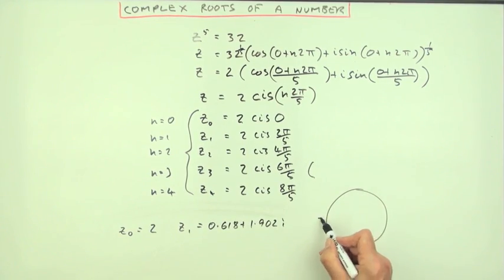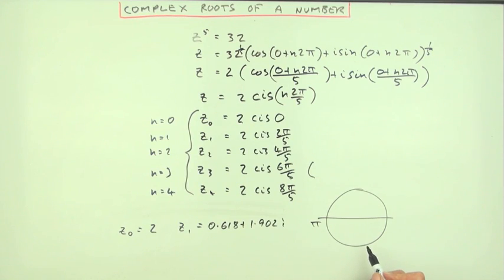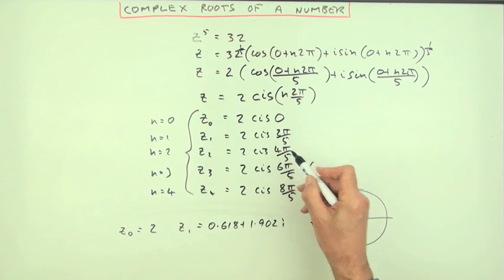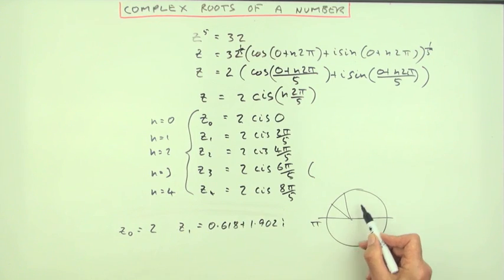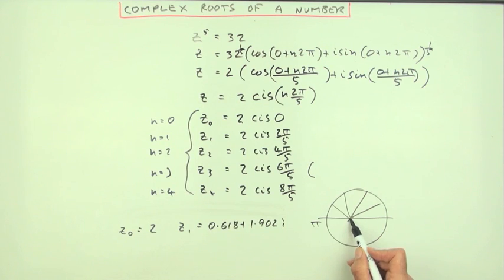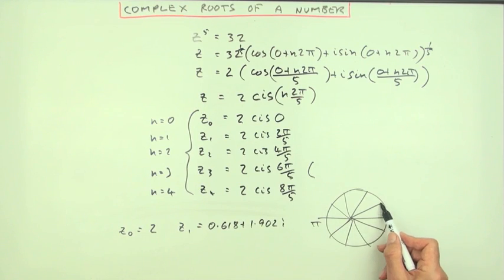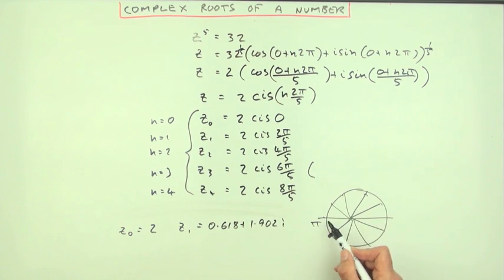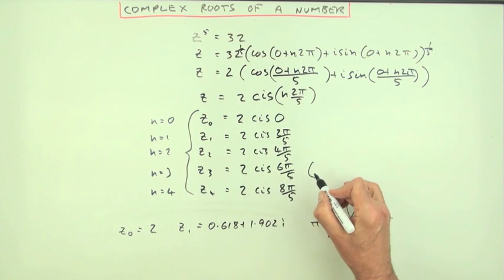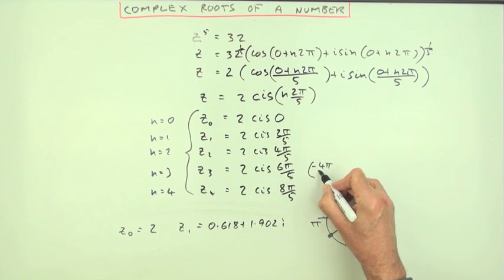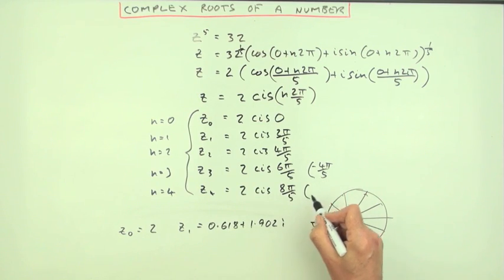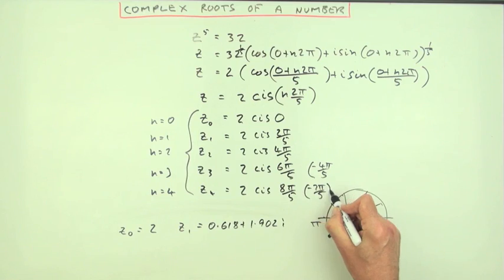If there was a little circle, and that was pi there, and I've split pi into 5 bits, it would be the same down here. I know these bits aren't equal. So 6 pi upon 5 is actually here, beyond halfway, so that would be -4. That's just doubling the bottom because that's the number of bits. So 6 away from 10 is -4 pi upon 5, and 8 away from 10 is -2 pi upon 5.